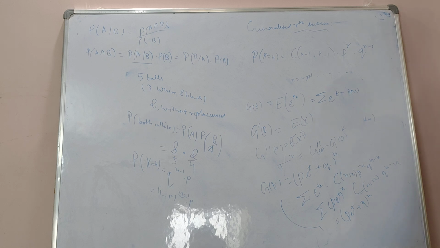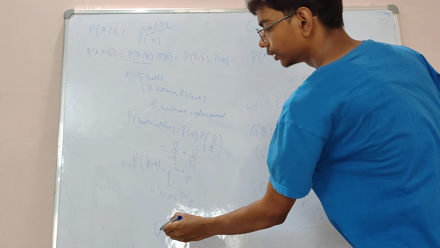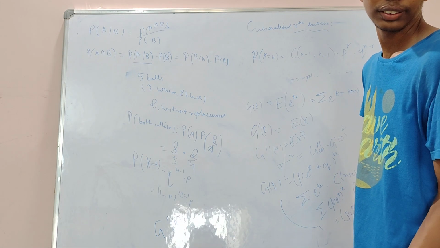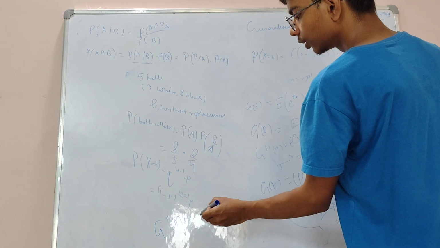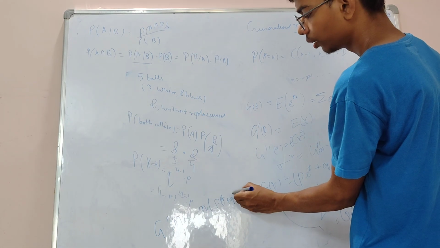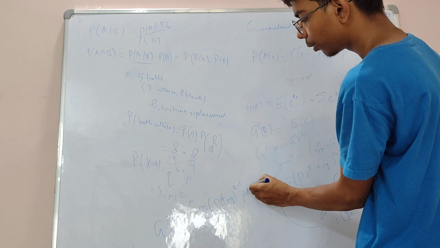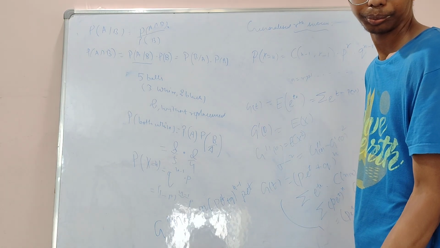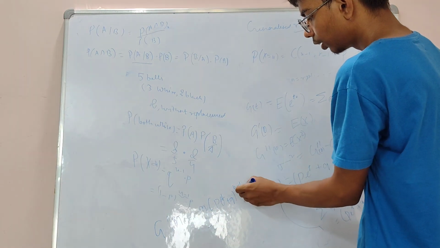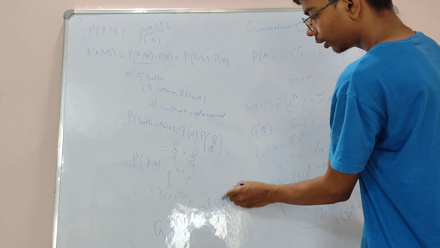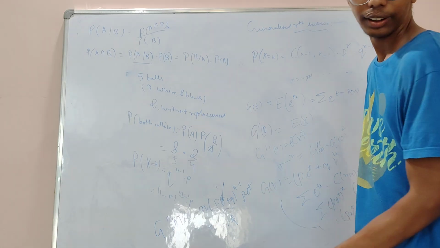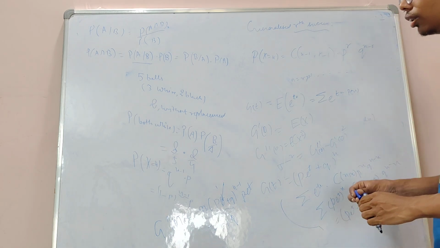Now to find g dash 0, g dash t will be n (p e to the power t plus q) to the power n minus 1 times p e to the power t. If I put 0 here, e to the power 0 will be 1, so I will get np. Now let me erase this.